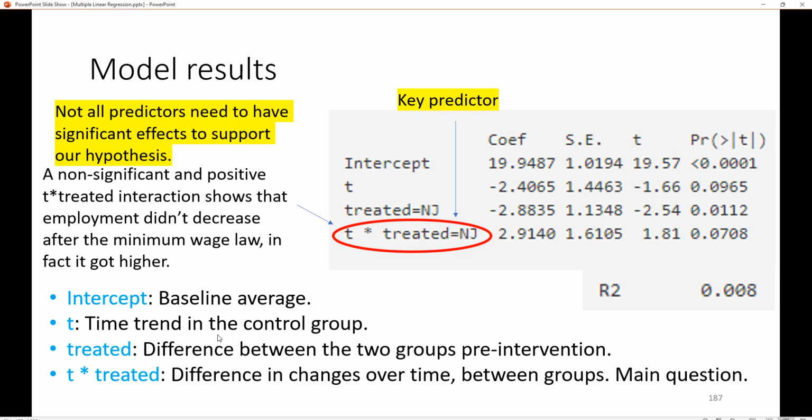So let's review what these different coefficients represent. For the intercept, that is the baseline average. For T, that's the time trend in our control group. Treated is the difference between the two groups pre-intervention, and our interaction T times treated, that's the differences in changes over time between groups. And that was our main question. What is the difference in changes over time between groups?